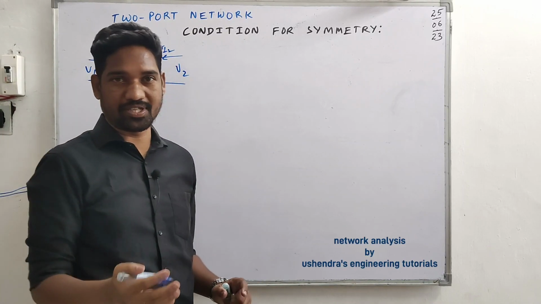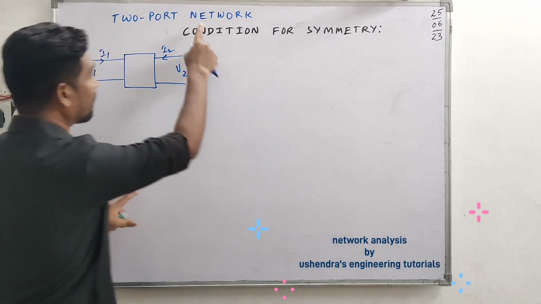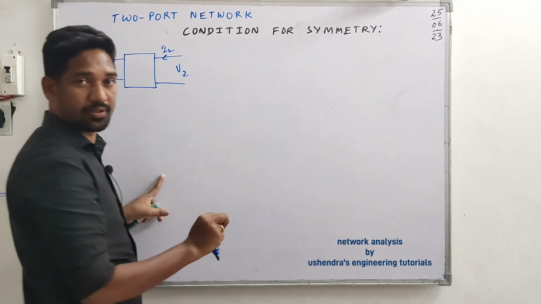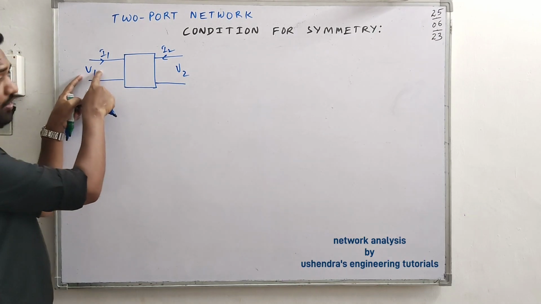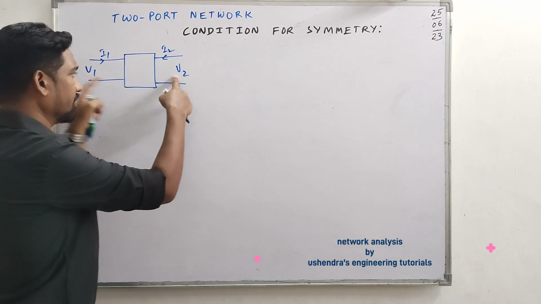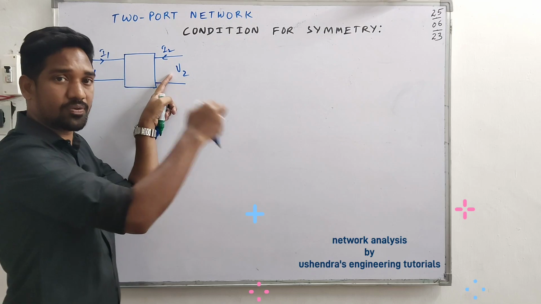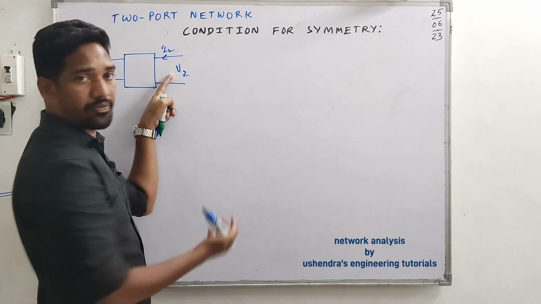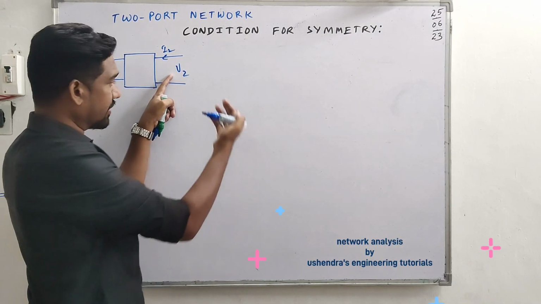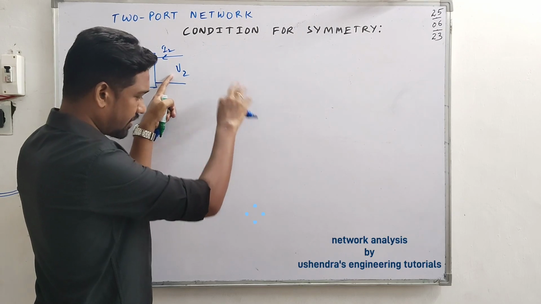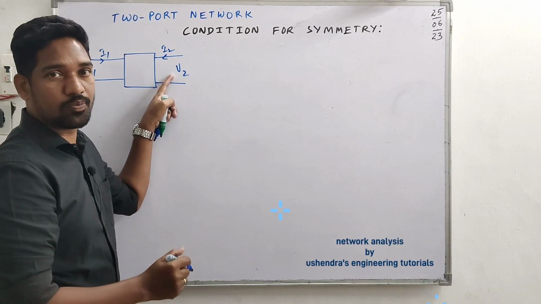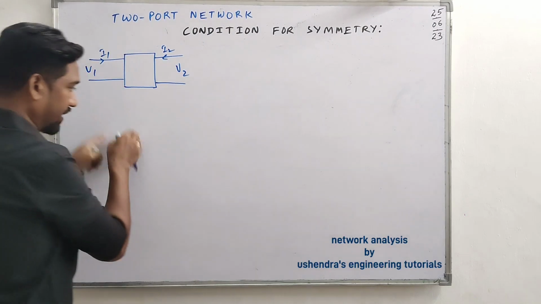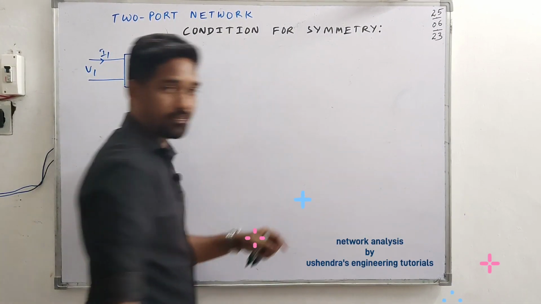We have a common question asking what is the condition for a two-port network to be symmetric. The procedure is that we have to evaluate the impedance at this point, and also the impedance at this point. When these two impedances are equal, we can say that the two-port network is symmetric, and by equating them we can evaluate the condition for the two-port network to be symmetrical in terms of Z, Y, H and ABCD parameters.